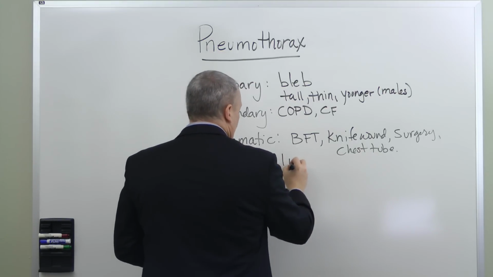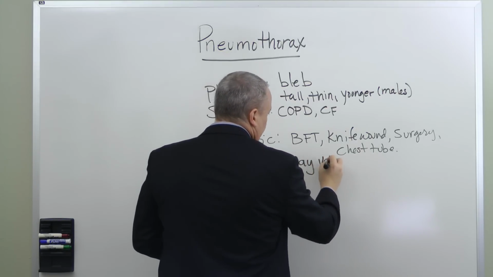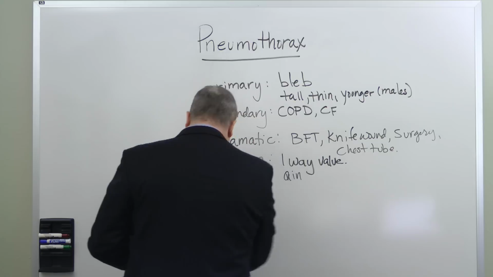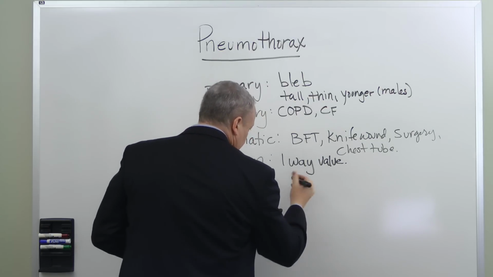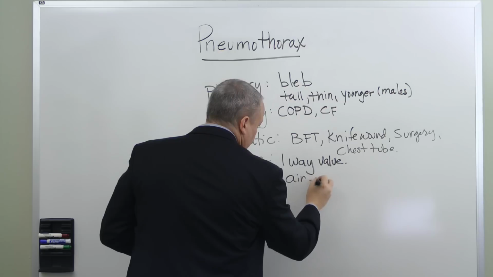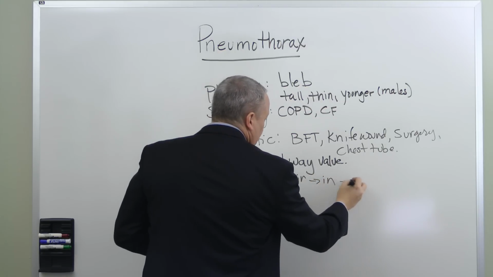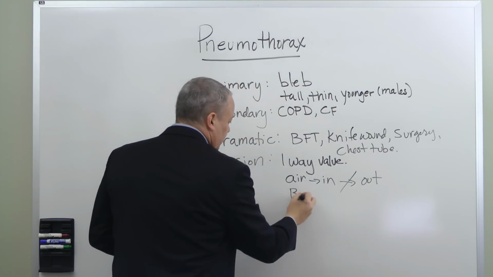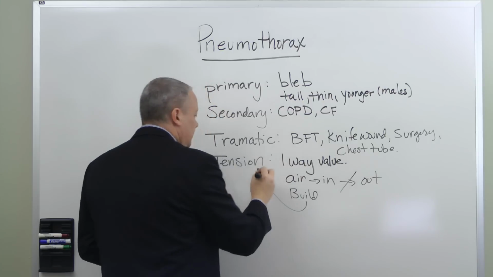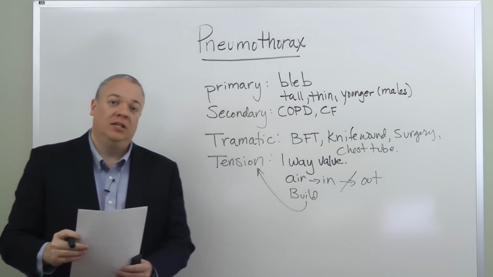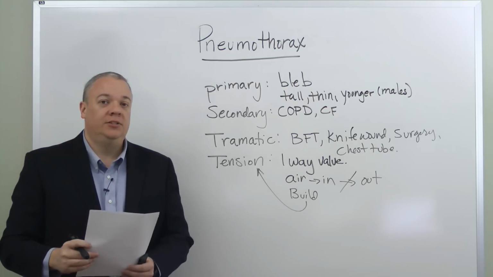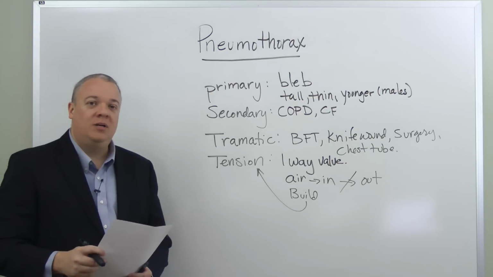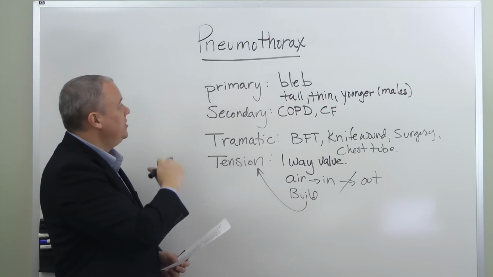So we have a one-way valve of some sort formed. Air comes in, but cannot come out, continuing to build the tension in the chest cavity around the lungs, creating a life-threatening situation. So these are the various stages or classifications or forms of a pneumothorax, where they come from. And I hope that information has helped you.